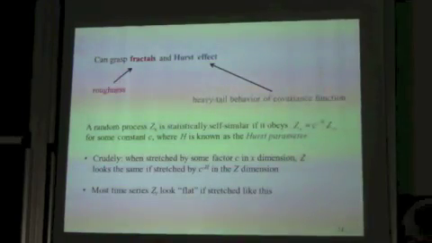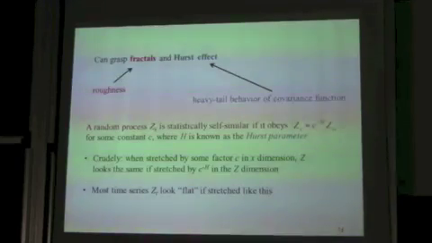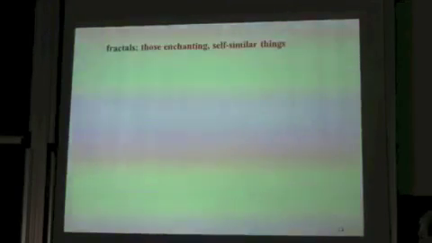Most time series, if you take a conventional random process, say from Ornstein-Uhlenbeck or Brownian, we want to talk about stationary. So Ornstein-Uhlenbeck would be a good model. Look flat if stretched like this. Now, fractals, these are nice, enchanting objects. Hurst effect, like I point out, is a long-term memory model which can grasp extreme events.